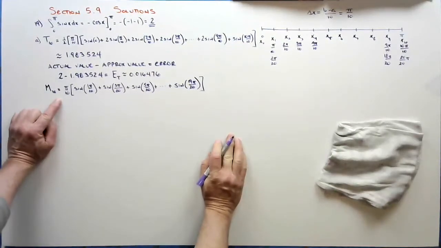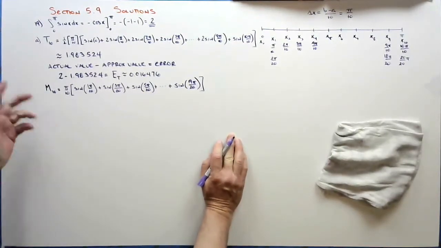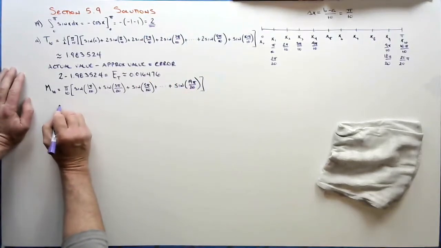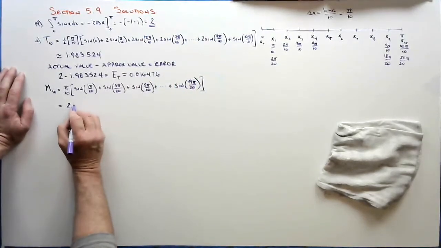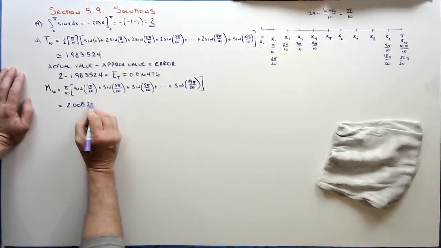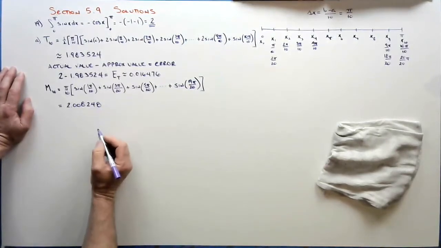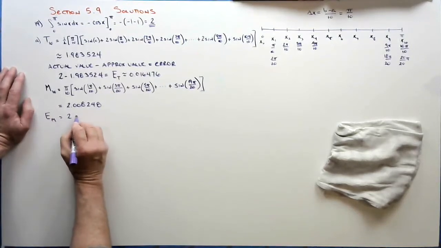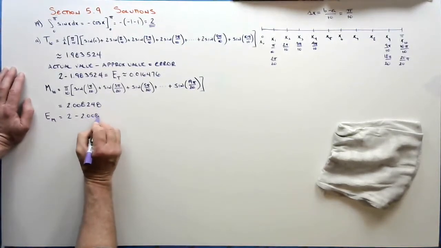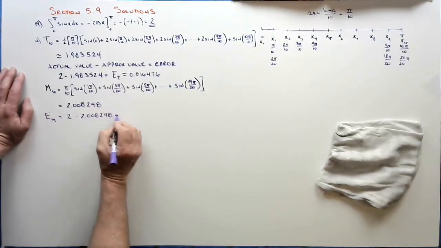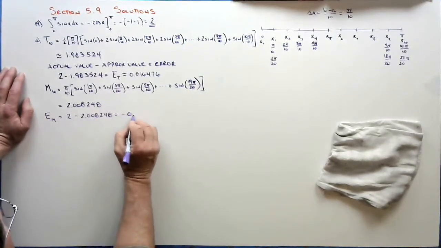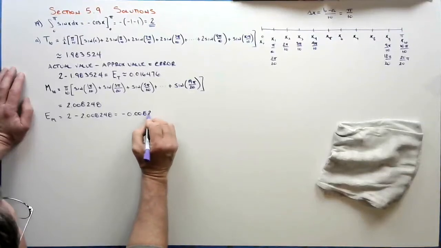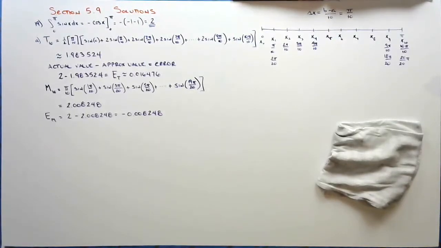Now, I did this calculation already on my calculator during the last pause. I have it written down over here on the whiteboard. So for this, I got 2.008248, which would give us our error for the midpoint: 2 minus 2.008248, or when we subtract those, negative 0.008248.